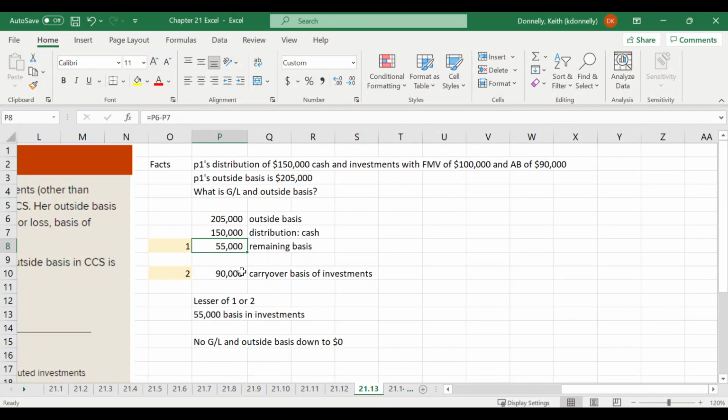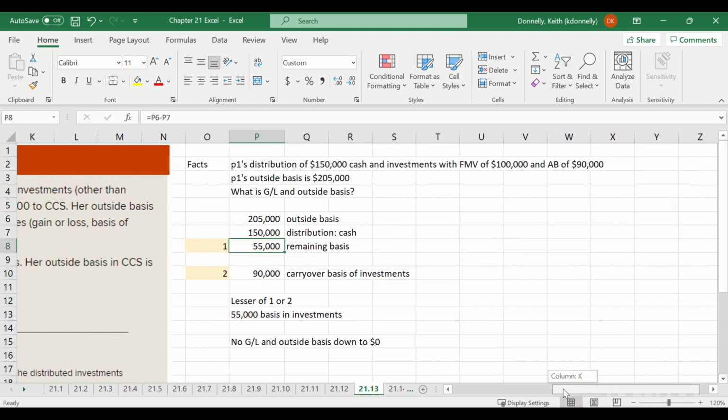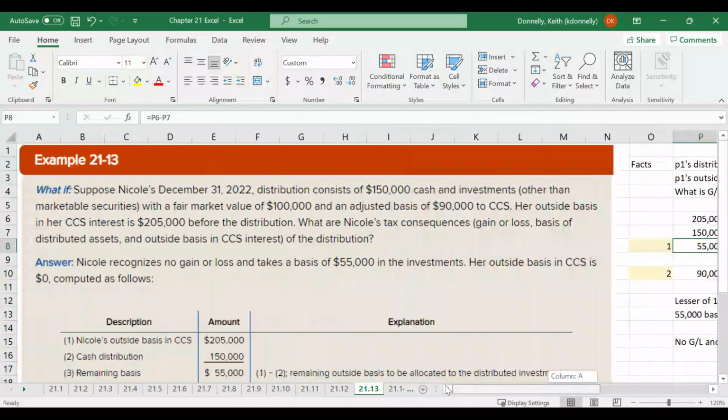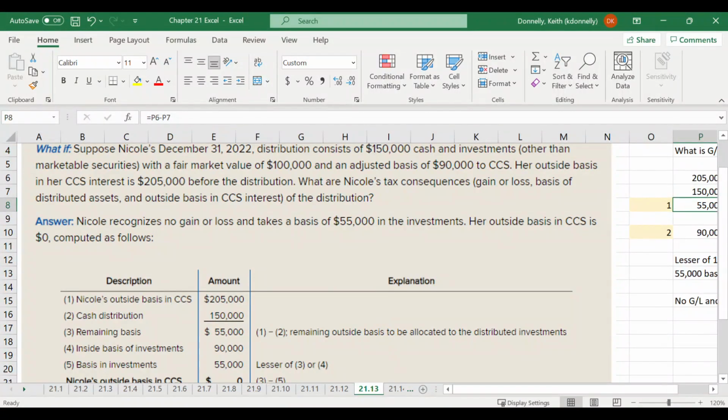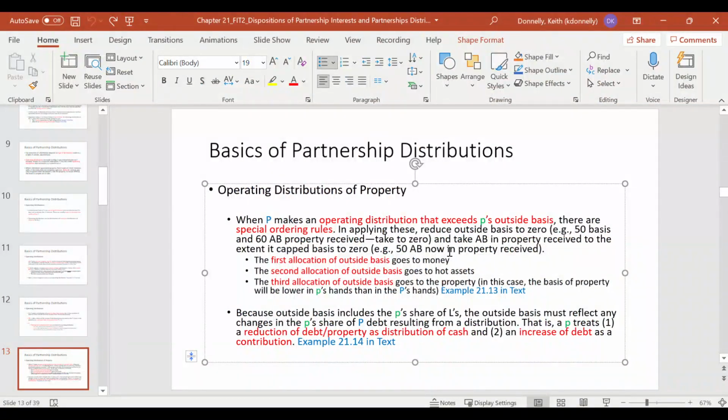Then we have our remaining basis. In this case, we then do hot assets, and we have our other property here as well. But here's the deal: our basis goes down to 0, fully eaten up by this $90,000. And then after the fact, our basis in these investments is going to be 55,000, basically what took us down to 0. And there's going to be no gain or loss in that case because the property took us there. So that's just showing us the special operating rules.